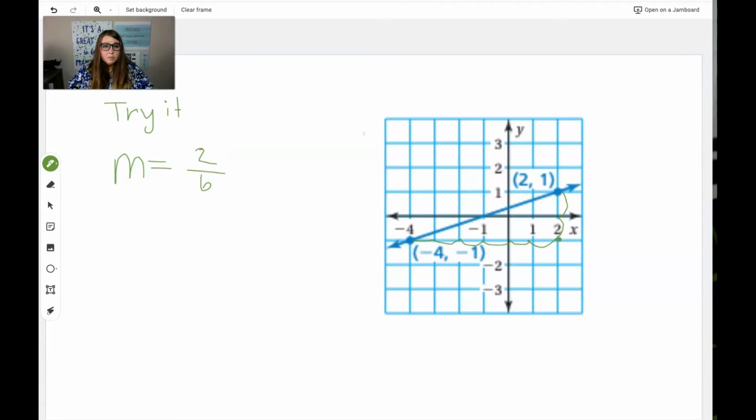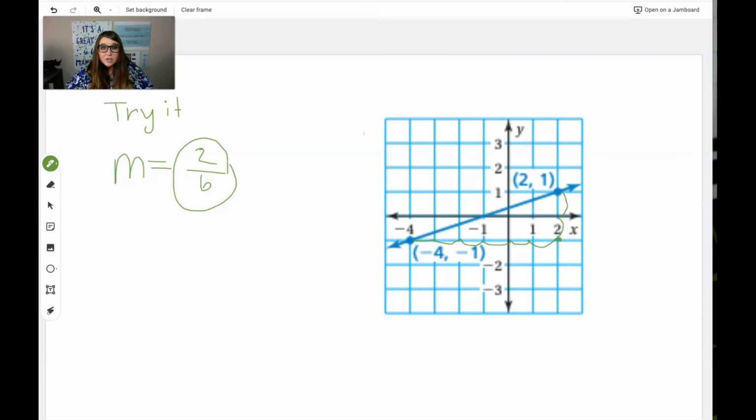So my slope is 2/6. All right, how did you do on your try it? So the slope is just the value of m, and that was 2/6. If I wanted to put another point on this line, I could run another 6 spots and then go up 2. Notice that fractions can also be simplified.